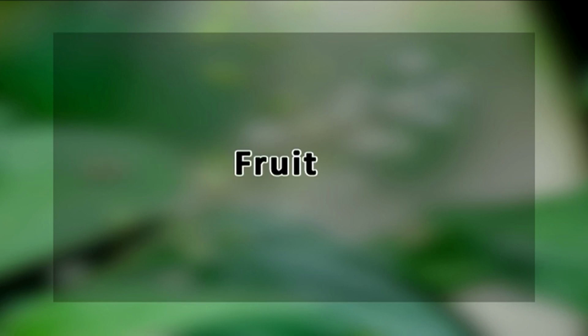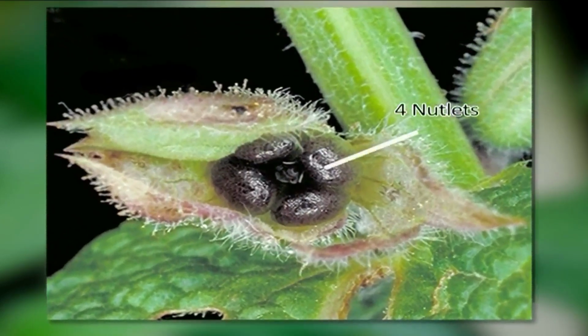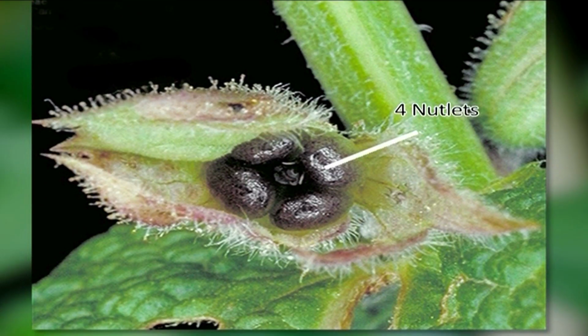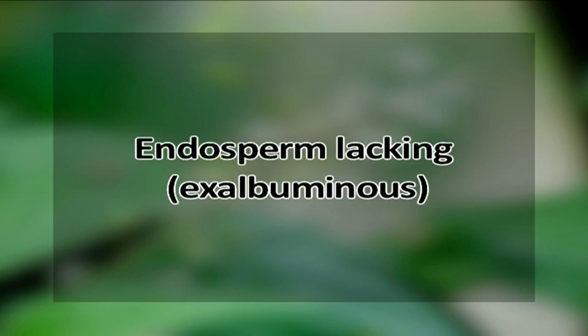Now fruit. The fruit in Lamiaceae is a schizocarp which splits into 4 nutlets. In some species of Lamiaceae, we can have a drupe as fruit or an indehiscent 4-seeded pod. The seeds within the fruit have a straight embryo. Endosperm is always lacking. That's why we call these seeds in Lamiaceae exalbuminous.